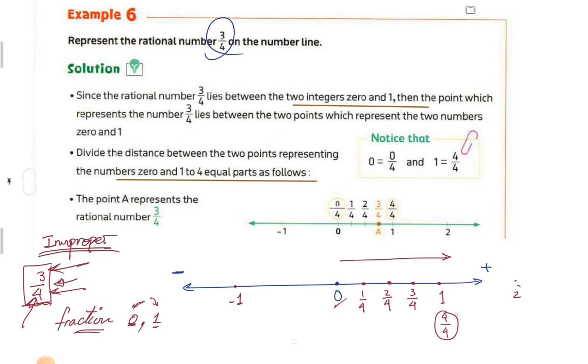Here we have 4 over 4. 4 over 4 equals 1. Here we have 0 over 4. 0 parts. I have no part. Okay. Here we have 4 over 4 and 0 over 4. 0 over 4 equals 0. 4 over 4 equals 1. Here we have 1 part, 2 parts, 3 parts over 4. Now this is the representation of rational number 3 over 4 on the number line.